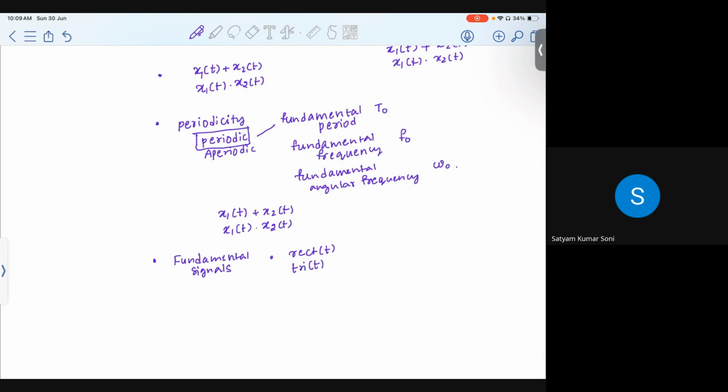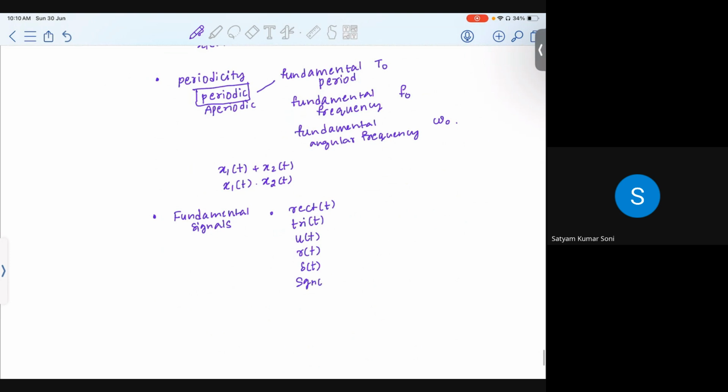If you have seen your practice assignment 1, I gave some detailed fundamental signals in the beginning of it. So what is a unit function? What is a ramp function? What is a delta function? What is a sinc function? Signum function, the trigonometric sine function, right? Sine of t, cosine function, tan function, log function, exponential function. So these things you should be familiar with.